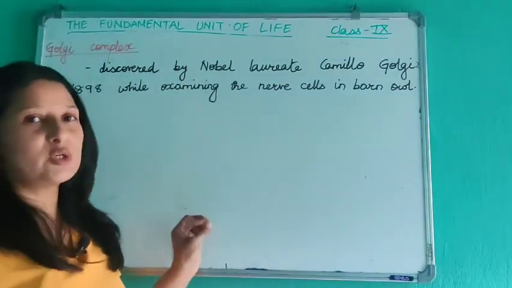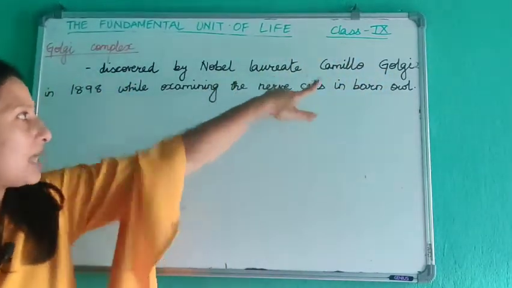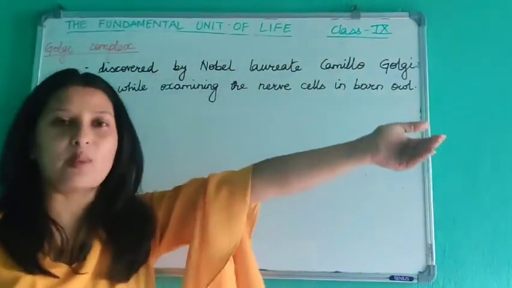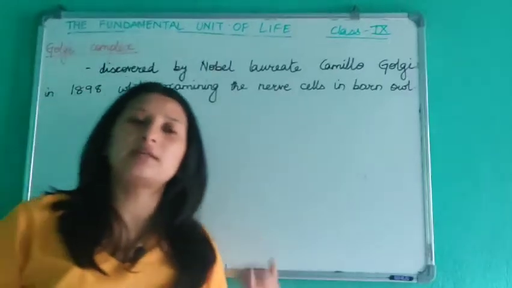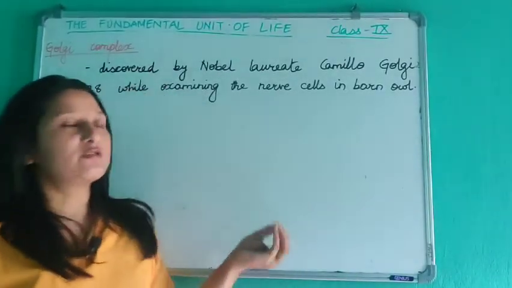Okay, कसले डिस्कभर गर्नु भएको रहेछ? His name is Camillo Golgi. Nobel laureate भनेको चाहिँ उहाँले नोबेल प्राइज पनि थाप्नु भएको. Okay, नोबेल प्राइज चाहिँ अर्कै चीजको लागि पाउनु भएको. In the year 1906 he got Nobel Prize for his structure in nervous system.